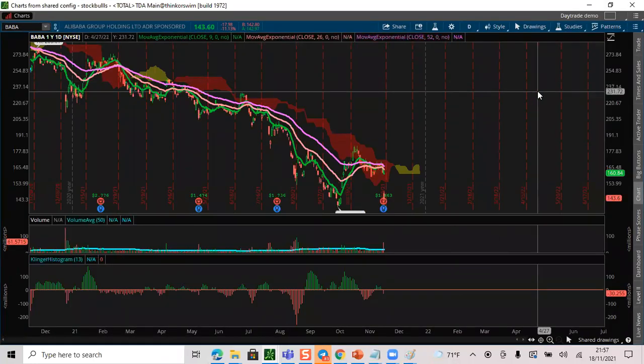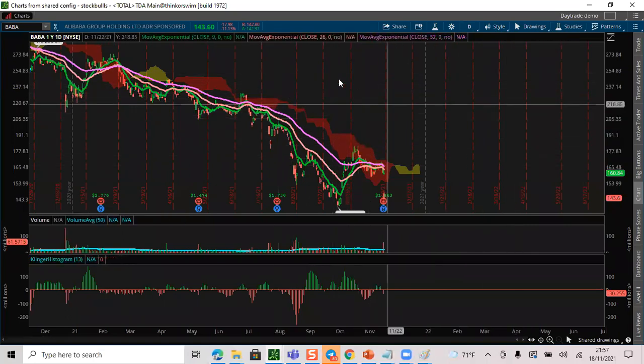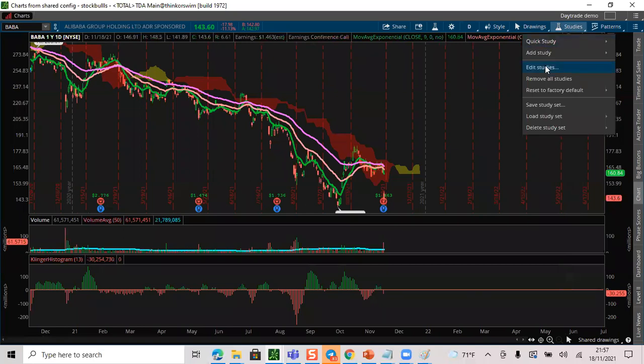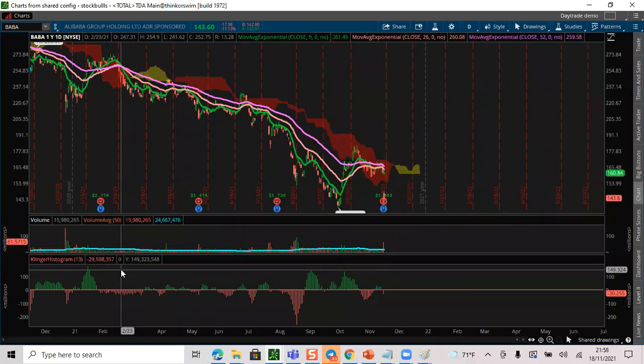Okay, so here, if somebody does not have a Thinkorswim platform, what are the things I added? EMA 9, 26, 52, and I also added an Ichimoku. I have a volume average at the same time. This is just an oscillator to find out whether it's a buyer buying or a seller. Klinger histogram. You can use Chaikin money flow or on balance volume, whatever you are comfortable with, but I just added this so that you understand.